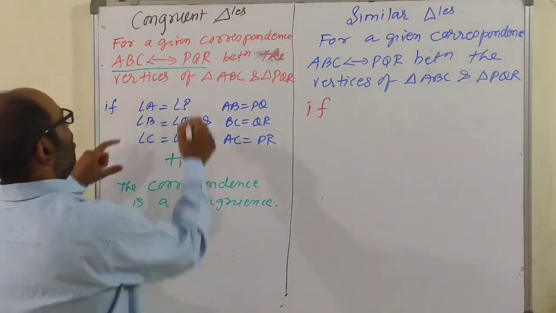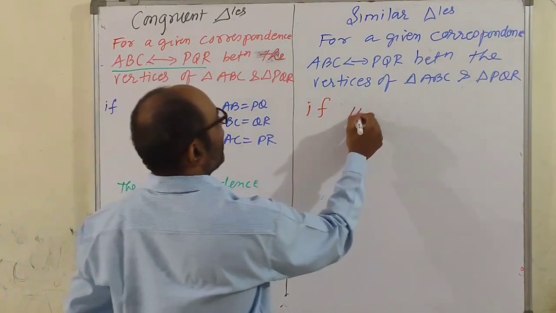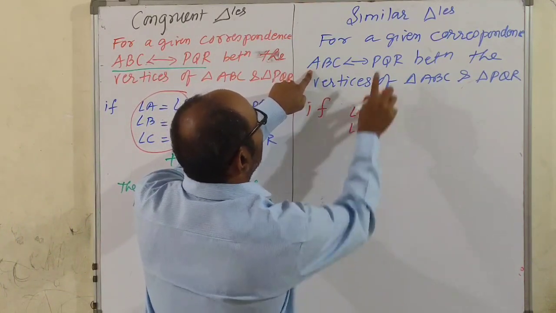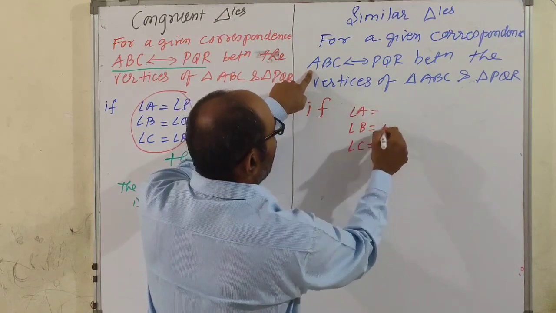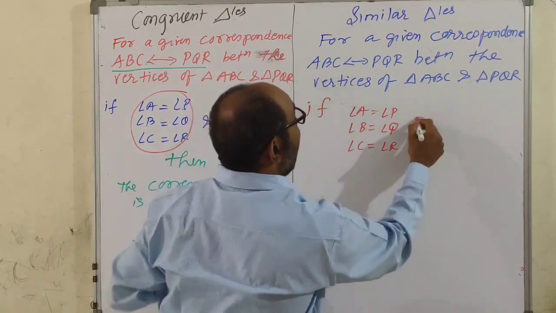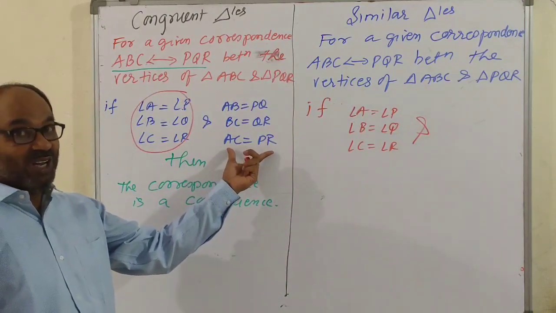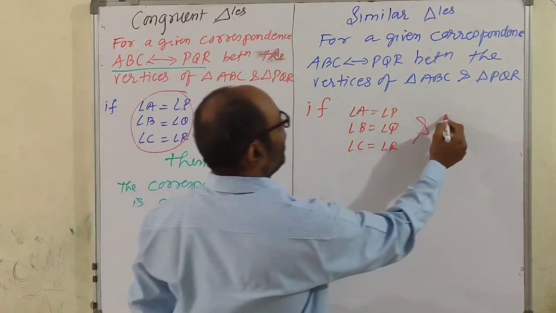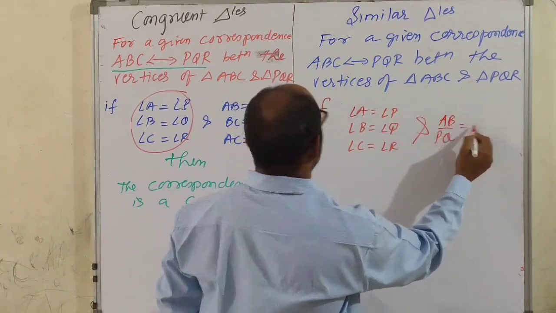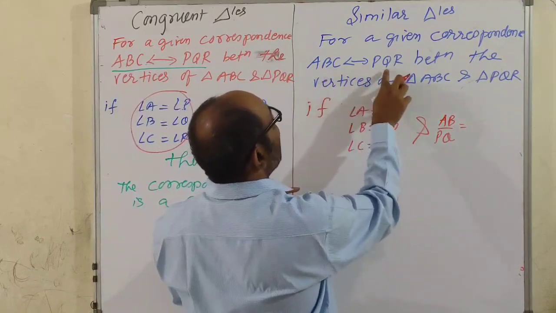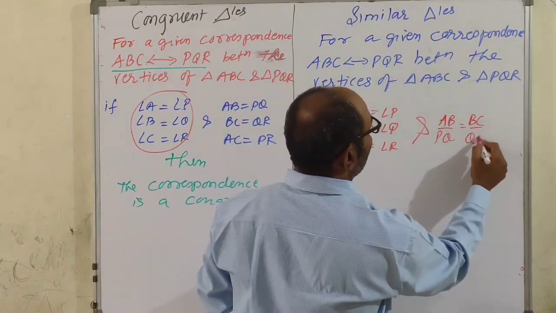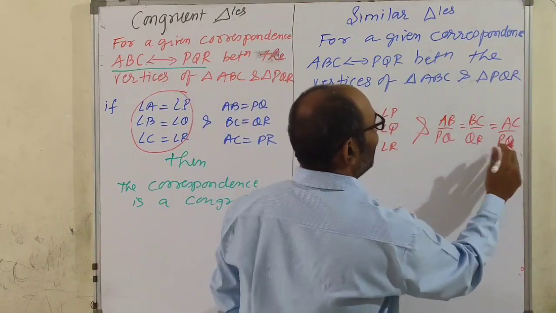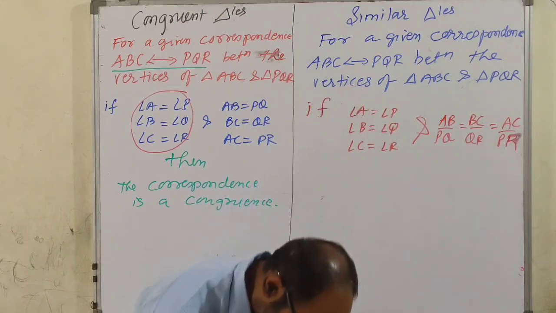If, yes, the first condition remains the same. Angle A is equal to angle P, angle B is equal to angle Q, and angle C is equal to angle R. And the second condition is different. AB upon PQ is equal to BC upon QR is equal to AC upon PR.